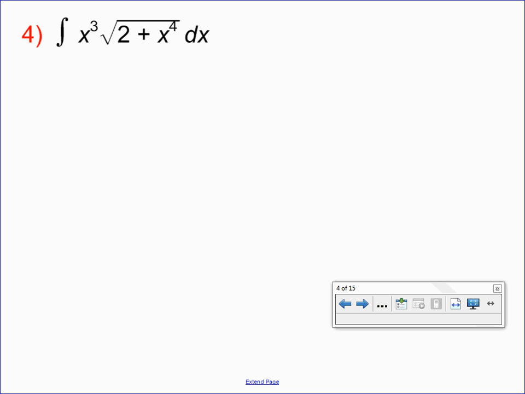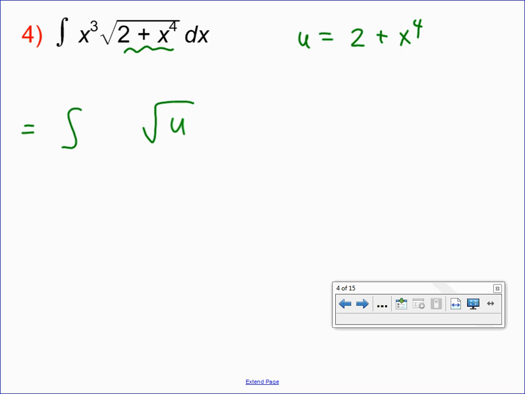And so when I'm going to choose my u, I want to choose u such that when I differentiate it, I spit out the other piece of my integrand function. So let's choose u to be the quantity 2 plus x to the 4th. Then I'd be working towards an integral of root u. If we're letting u be that 2 plus x to the 4th, I'd be working towards an integral of root u. Then I know I can apply the power rule, just like we did in number 2. We add 1 to the exponent, divide by the new exponent.